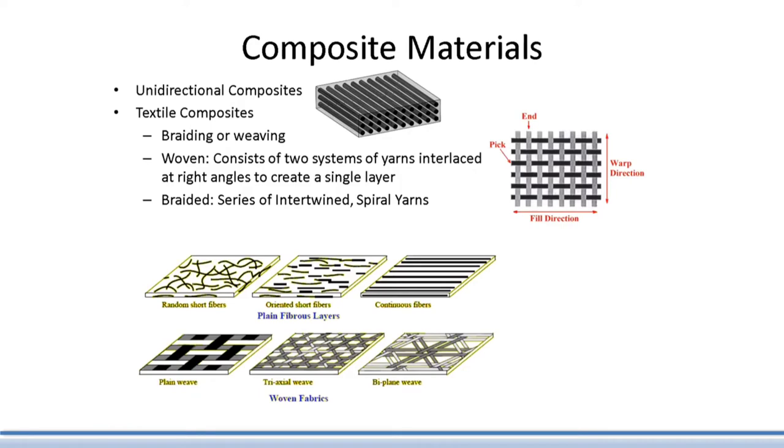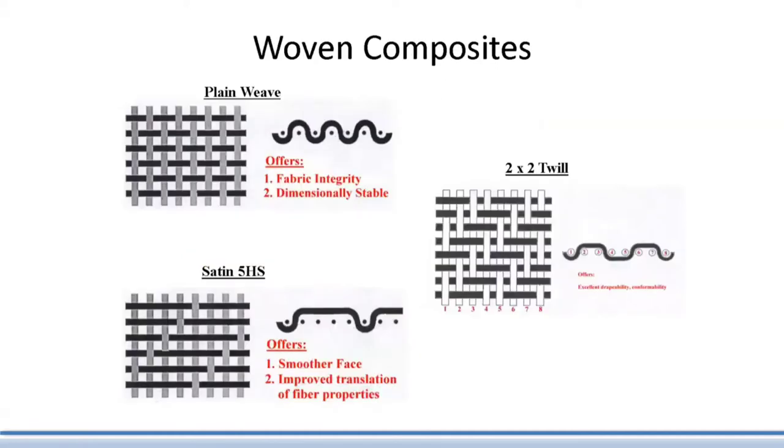And when I say woven here, what I really mean is two systems of yarns interlaced at right angles to create a single layer. While for braided, we're talking about a series of intertwined spiral yarns, okay? So here you can see a plain weave composite. A plain weave has one up, one down, one up, one down, one up. And as I said before, these straight ones are called the warp, while these tend to be the fill. It provides fabric integrity. It provides dimensional stability.